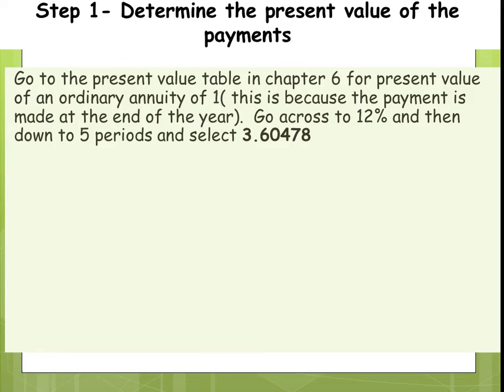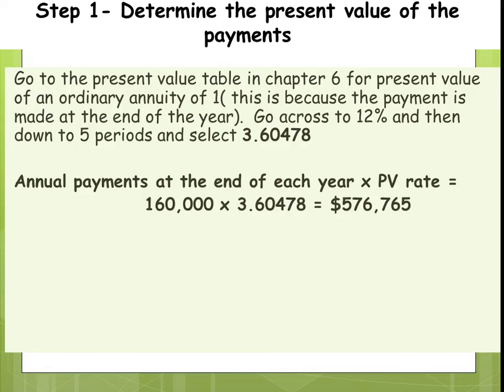So first, based on the information provided, we're going to go to the present value table in Chapter 6, and look at the present value of an ordinary annuity. This is because the payment is being made at the end of the year. We go across to 12% and then down to 5 periods and select the rate 3.60478. We're then going to take this times our annual payment of $160,000, and that will give us the present value of $160,000 paid over 5 years at 12% interest.